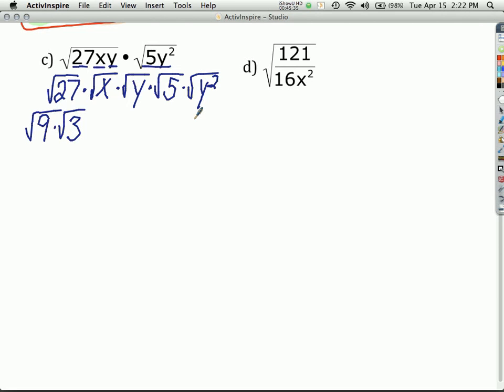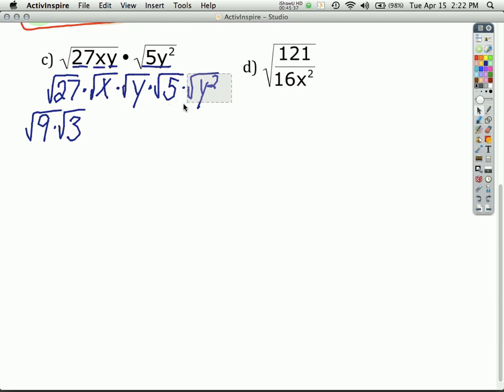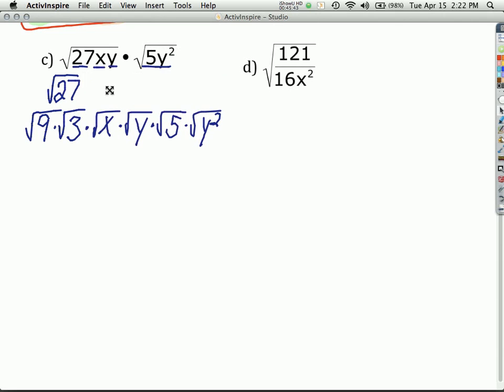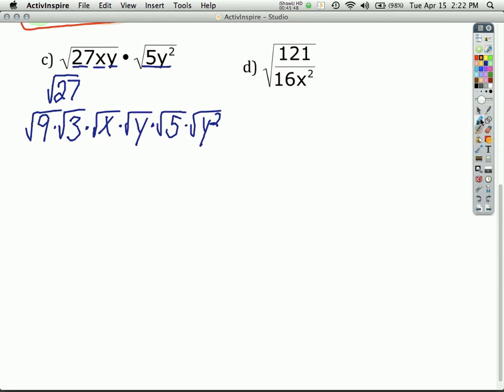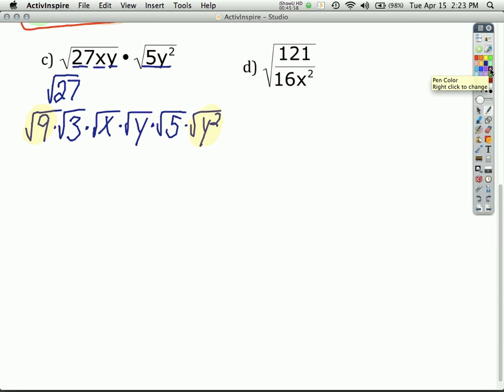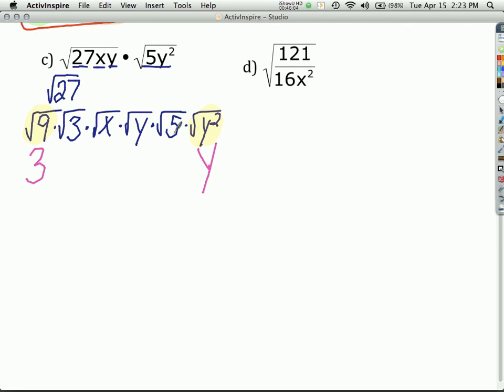So all of this is just going to come right down there. Now, any perfect squares will get taken care of. So here's a perfect square, and here's a perfect square. Take the square root. This is a 3. This is a y. The rest, nothing can be done. So leave it inside the radical. 3, radical x, radical y, radical 5.